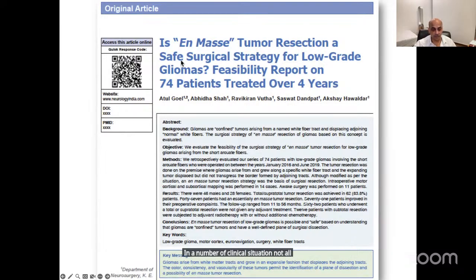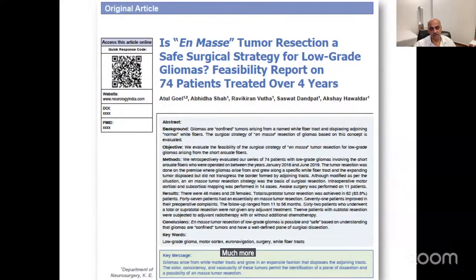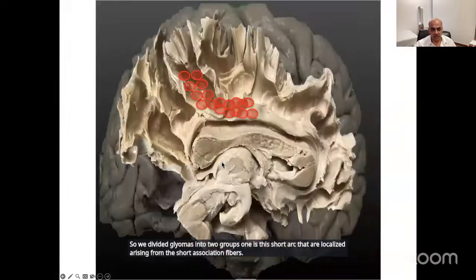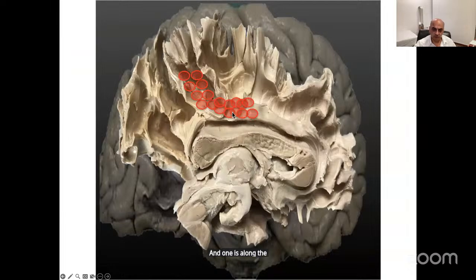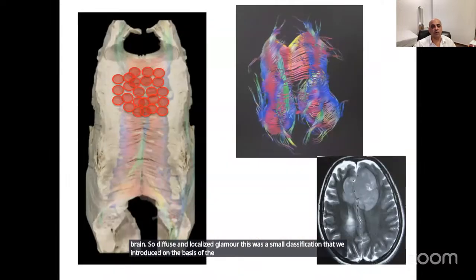This article was published some 4 or 5 or 6 years ago. Now our series has gone far beyond. My concept has become more solidified and ingrained, and I'm much more comfortable when I do these gliomas. So we divided gliomas into 2 groups: one is short arcuate or localized, arising from the short association fibers, and the other is along the corpus callosum, or diffuse, going along the length of the brain. This diffuse and localized glioma was a small classification that we introduced on the basis of the extension of low-grade gliomas.